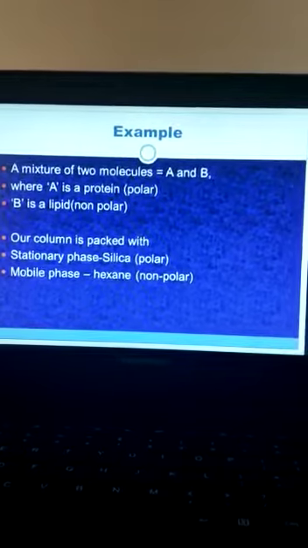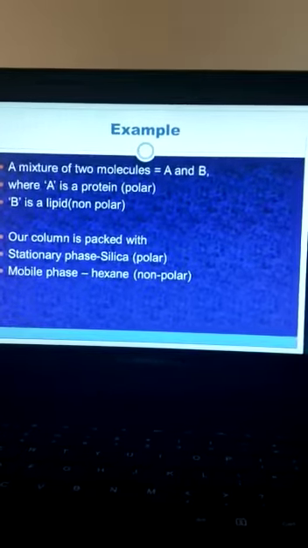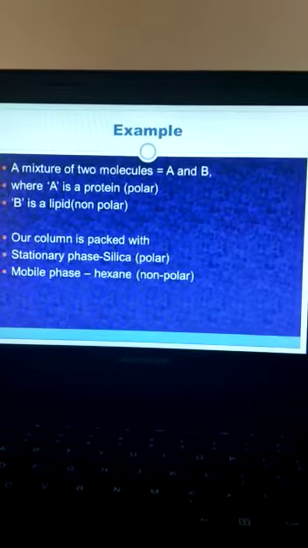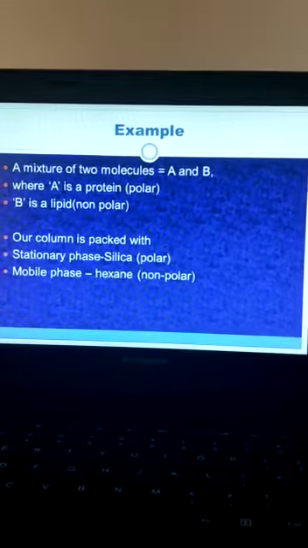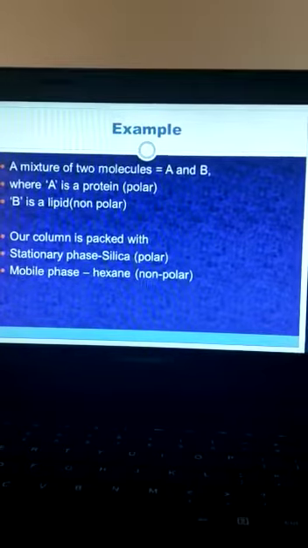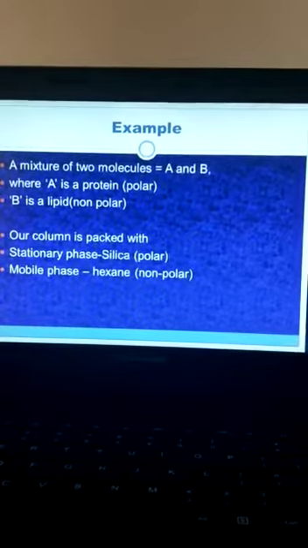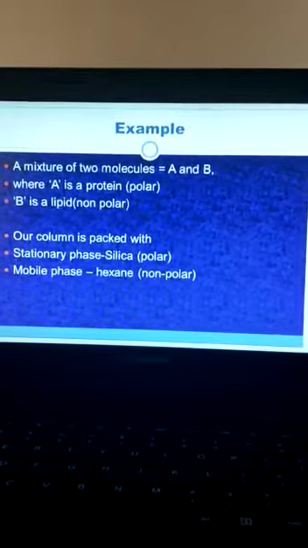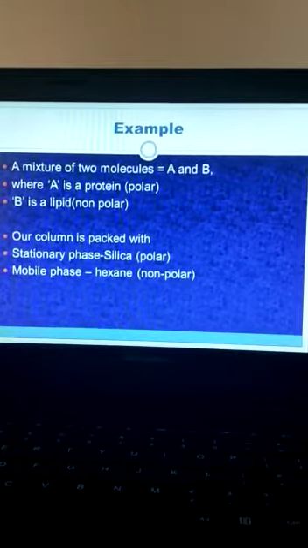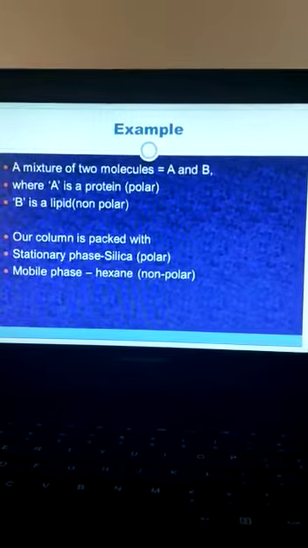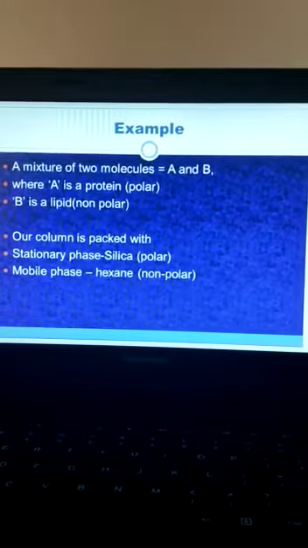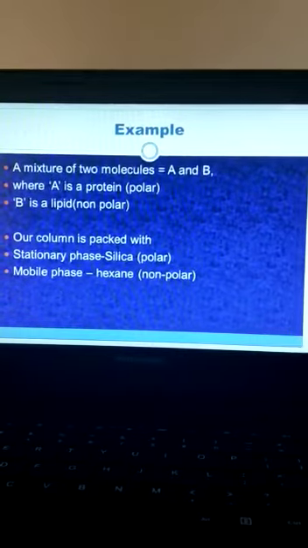Once B is eluted out, the mobile phase will be changed to something polar like acetonitrile. Acetonitrile dissolves polar substance A, and A gets eluted out of the column with acetonitrile. Hence, the principle of separation is based on differential affinities of components of the analyte towards the stationary phase and mobile phase.